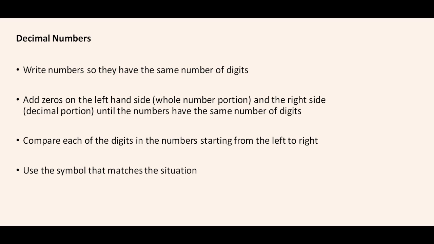Now when we look at decimal numbers, we also want to write them so they have the same number of digits. Now if the whole number portion is smaller than the whole number portion of the other number, you want to append zeros to the left hand side. But if on the right side you have more numbers after the decimal, you want to append zeros to the right to make sure that the numbers have the same number of decimal digits. We're going to compare each of the digits from the left to the right, even in the decimal situation, and then we're going to apply the symbol that matches that situation.